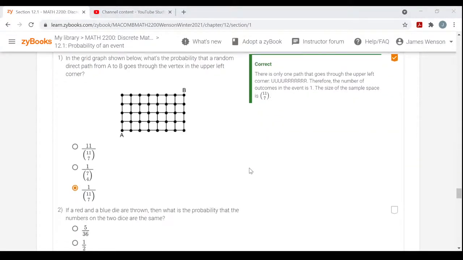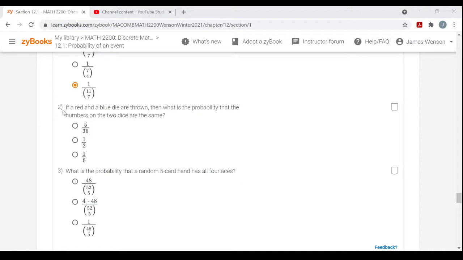So, how about this one? If a red and a blue die are thrown, again, let's assume they're fair dice, so we have the uniform distribution, the same probability for each outcome. Then what is the probability that the numbers on the 2 dice are the same? Well, there's only 6 ways that can happen: 1, 1, 2, 2, 3, 3, 4, 4, 5, 5, 6, 6. So 6 out of the 36 total possible outcomes. Now 6 out of 36 is 1/6.